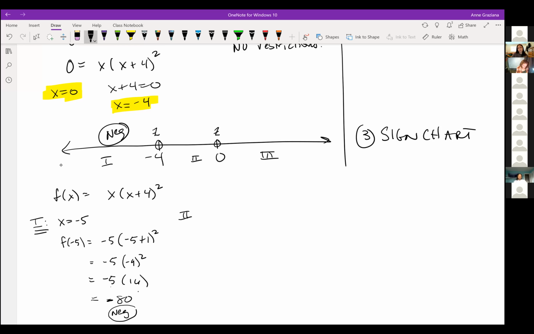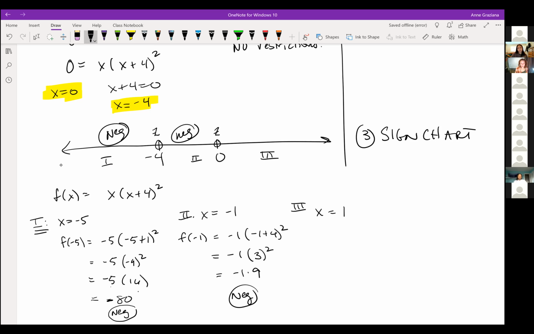Here's region 2. I picked something between -4 and 0, so let's do -1. So f of -1 is -1 times -1 plus 4 squared, which is -1 times 3 squared, which is -1 times 9. This is also negative. Region 3: let's pick something bigger than 0, I'll pick 1. So f of 1 is 1 times 1 plus 4 squared, which is 1 times 5 squared, which is 25. That's positive.